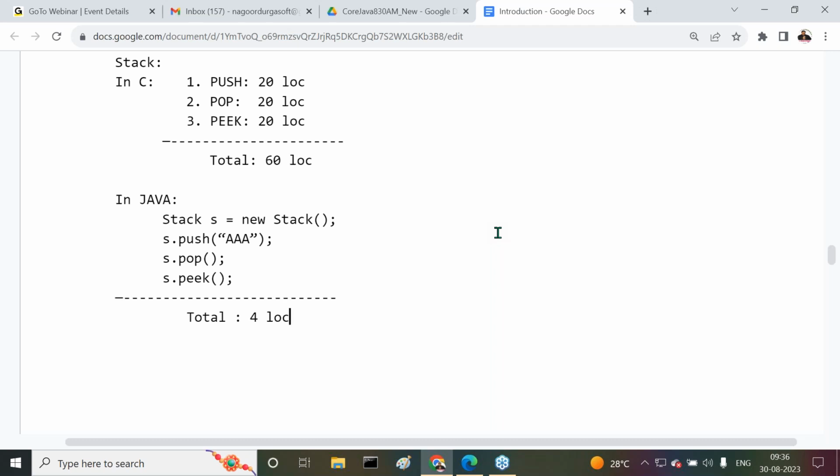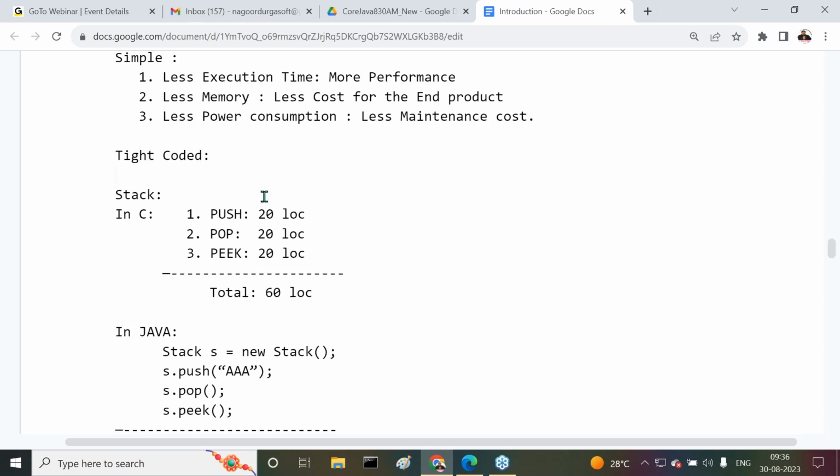Tight coded programming language. Now tell me, between C and Java in this example, which one is loose coded and which one is tight coded? C is loose coded and Java is tight coded programming language. Now which one is suggestible for our applications? Tight coded programming language is suggestible.